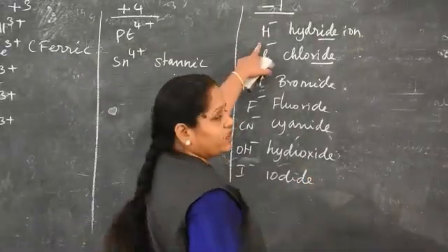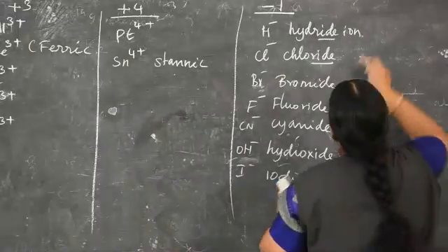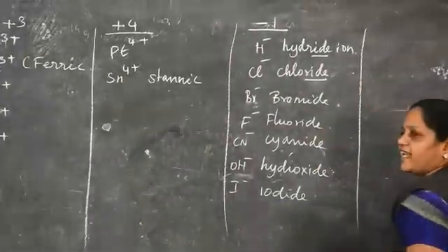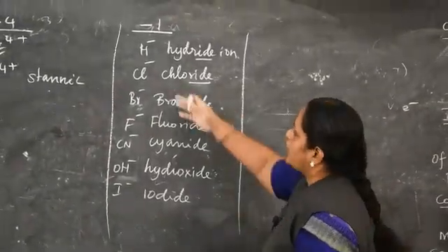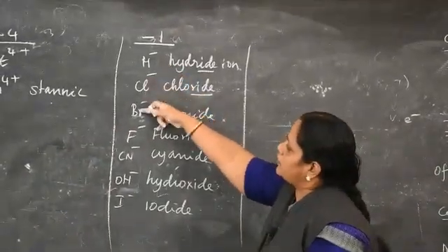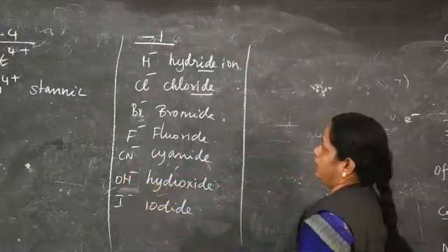So all carry what charge? Minus 1. Non-metal carry negative charge because gaining of electron, it carry negative charge. All these are non-metal. Hydrogen, chlorine, bromine, fluorine, nitrogen, oxygen, iodine are non-metal.